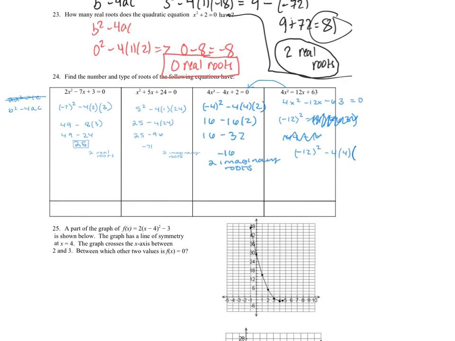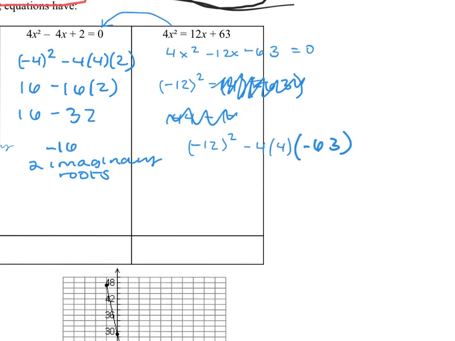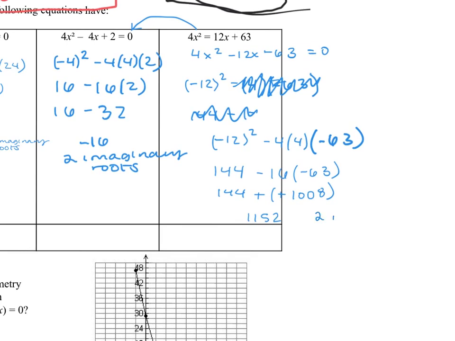Times negative 63. So that's 144 minus... okay, 144 minus negative 63, 16,008. It's going to be like adding it, and that is 1152. So 2 real roots. Okay.